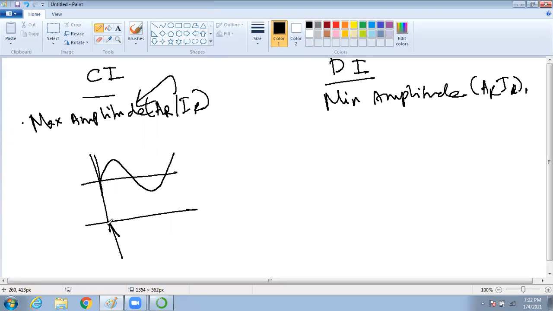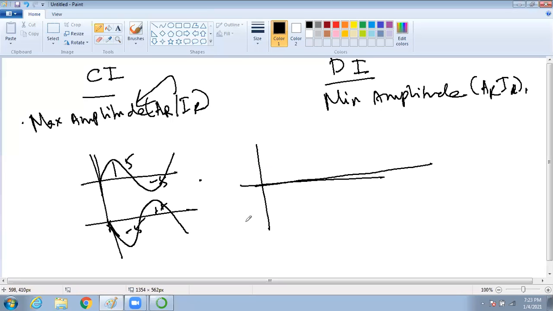But let's say if it is like this, then what happens? This is 5, this is minus 5. Again, this is minus 5, this is plus 5. If both merge, what will it be? Zero. But let's say this is 5, this is minus 3, then it will be 2. Understood? Here it is minimum amplitude.